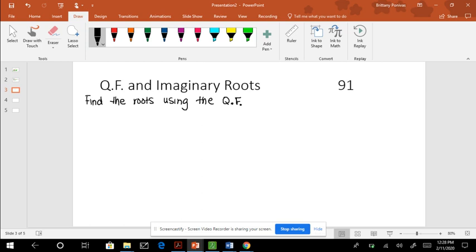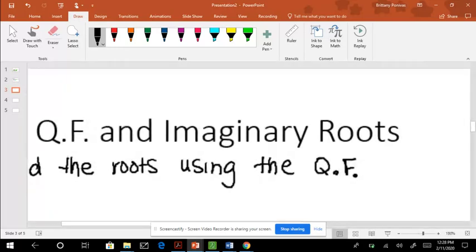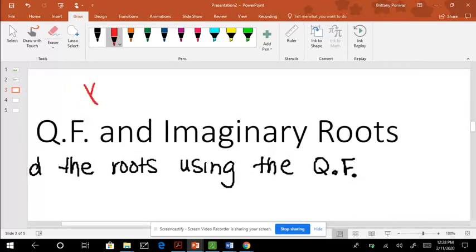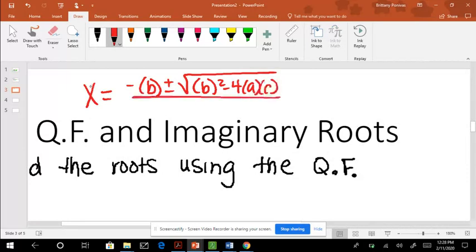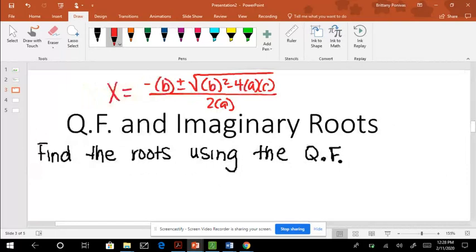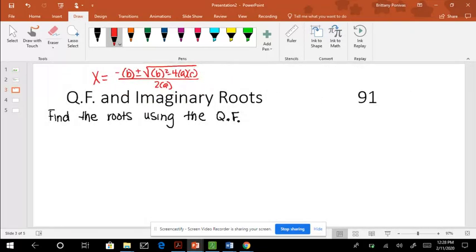Now I am not going to write out the formula every time to save some space, so I do want you to put it at the top of your page here. So negative b plus minus the square root of b squared minus 4 times a times c all over 2 times a. This is one of your formulas that you do have to memorize. And we're going to do 3 problems on this page. So make sure you space accordingly.